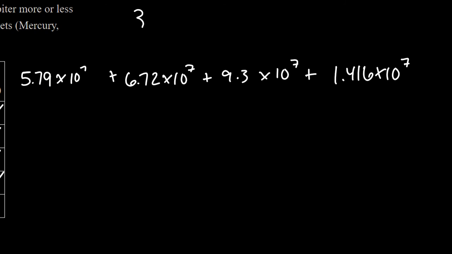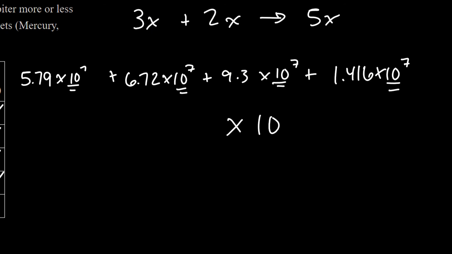Like if I had 3x plus 2x, you guys know that, I got some x's and some more x's, that's 5 x's. Well, because these are all 10 to the 7ths, right? I can combine those. So it's going to be a certain number of times 10 to the 7th power. But let's add all those up.